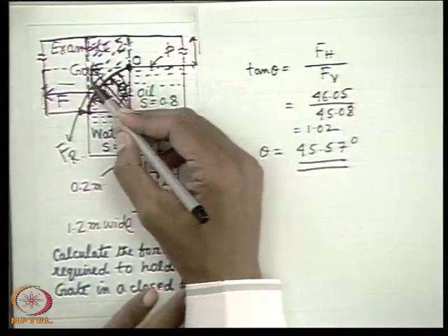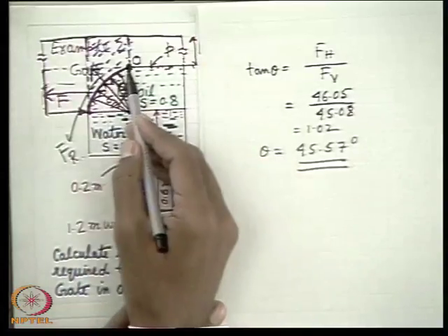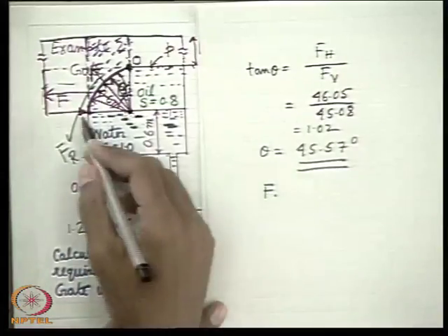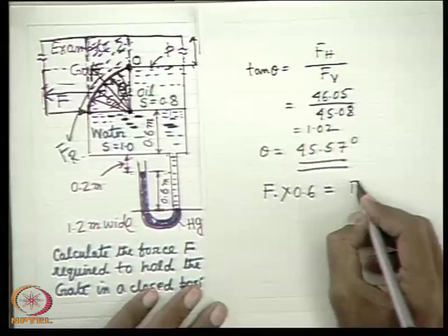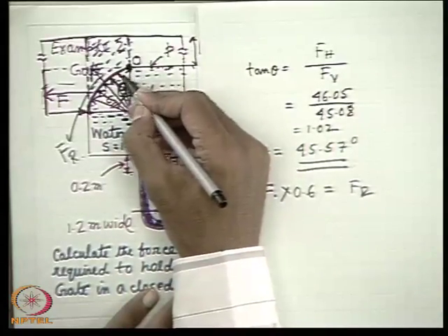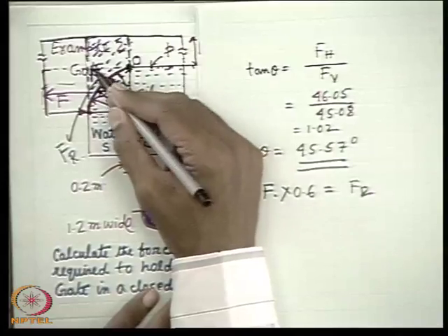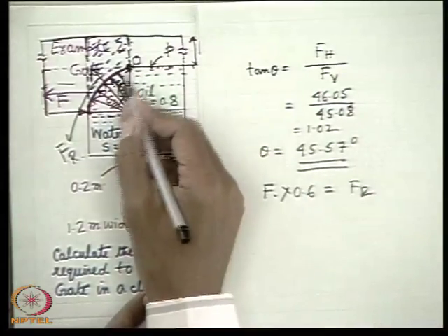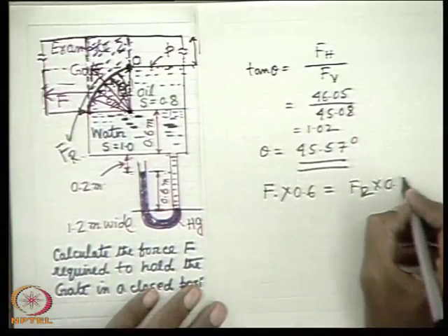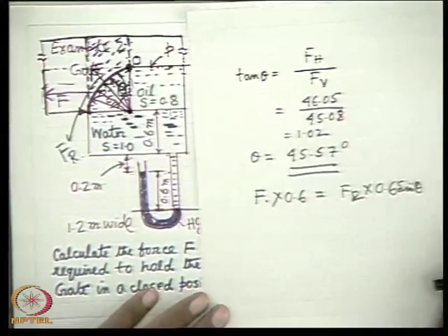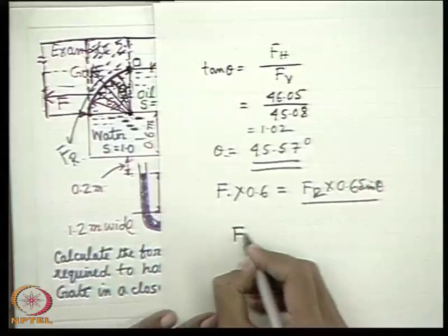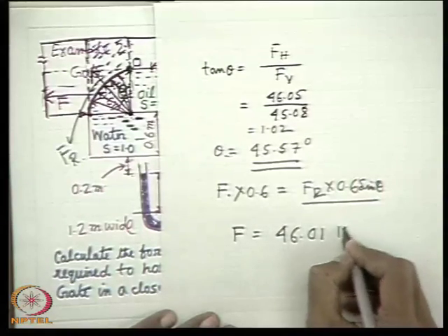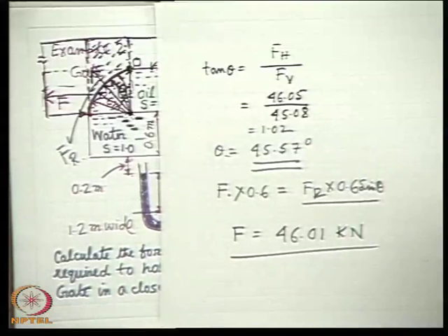Now when this theta is known, the resultant force is specified. Now I can take moment about the hinge O to find F. So F into 0.6 is equal to the resultant force Fr, they are in the opposite direction, into the perpendicular distance from the hinge point to the line of action of the resultant force, which will be equal to 0.6 sin theta. So this gives you F is equal to 46.01 kilonewton. Okay, all of you have understood? All right? Okay.